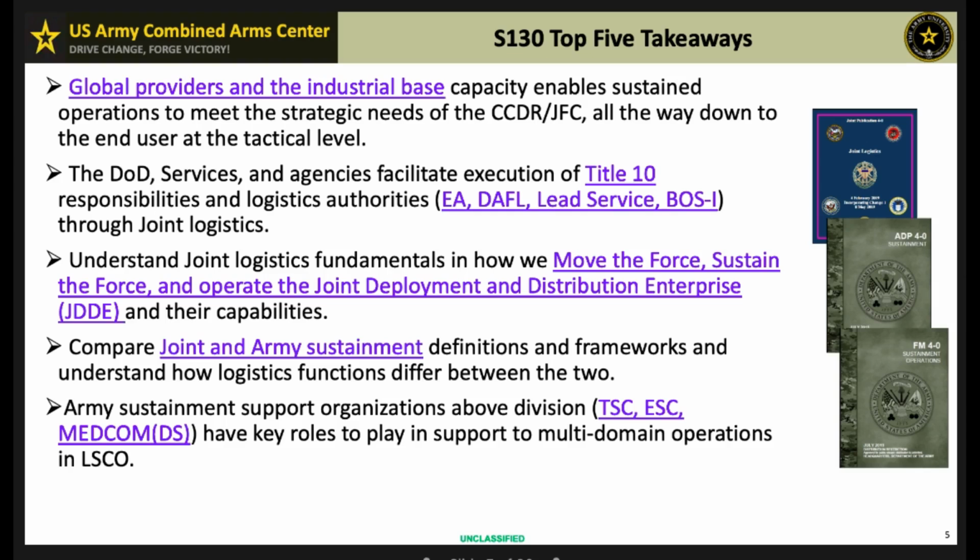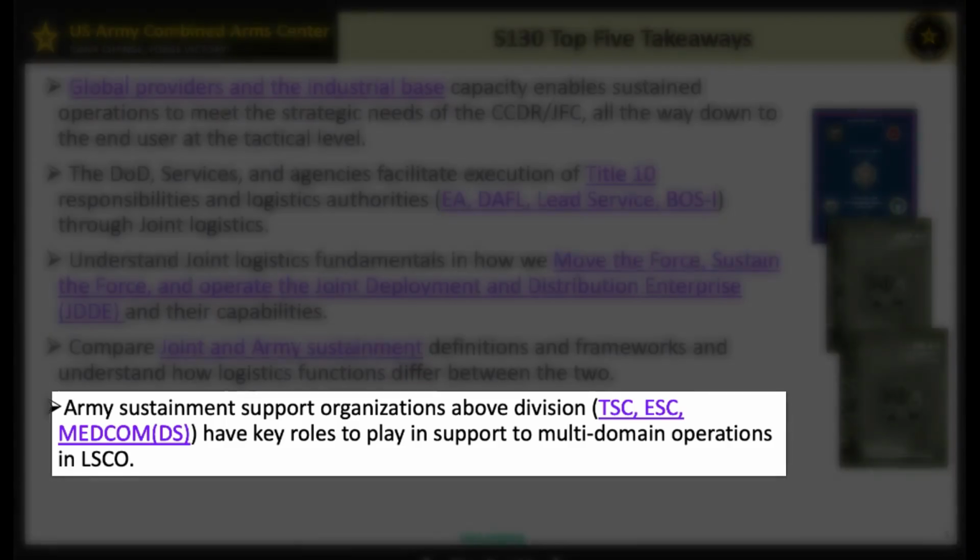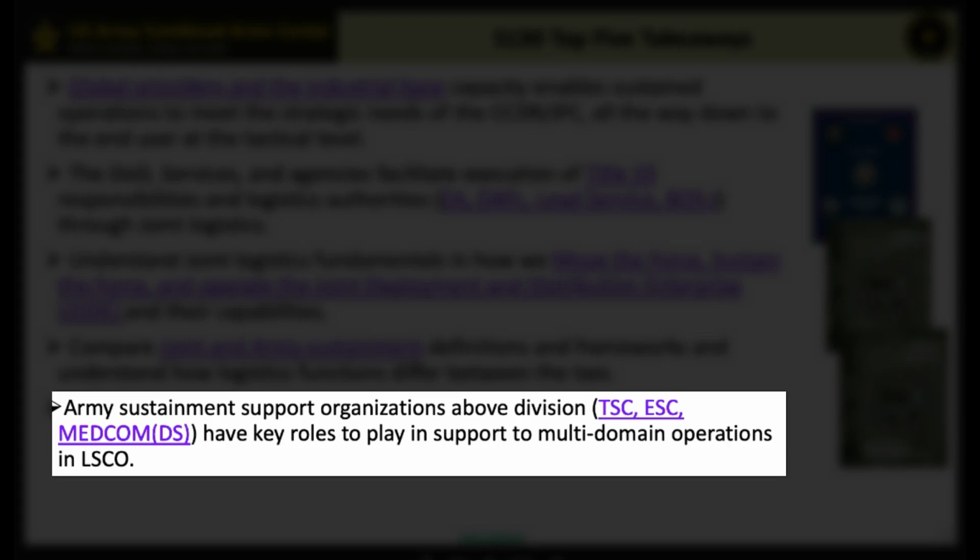The top takeaways from this lesson include understanding the global logistics providers that enable sustained operations and the roles that DoD services and agencies play in executing Title 10 responsibilities. You'll learn about joint logistics fundamentals, moving and sustaining the force, and the operational roles of Army sustainment organizations above the division level, like the TSC, ESC, and MedCom-DS.